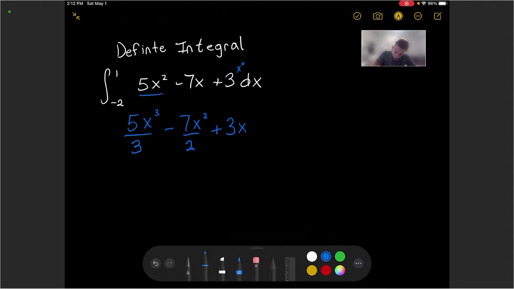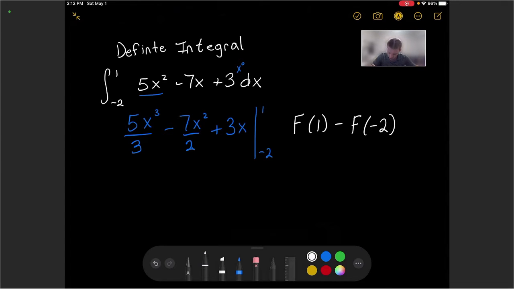And now we are ready to evaluate this at 1 and -2. So let's start our evaluation. We'll do it down below, but again, we're going to be wanting to find really big F, or the antiderivative at 1 minus the antiderivative at -2. Again, per the fundamental theorem of calculus, this is going to find our area under the curve from -2 to 1.